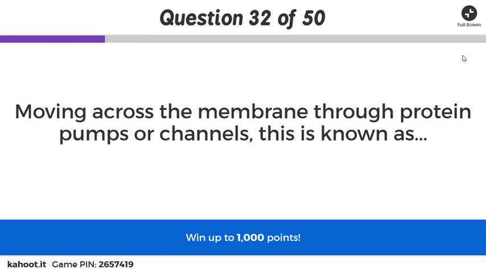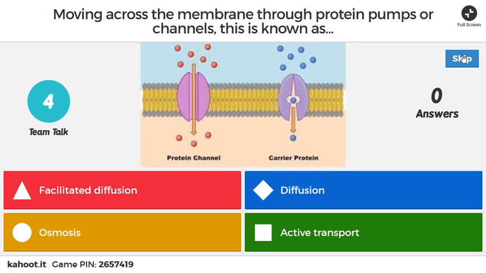Now moving across the membrane through protein pumps or channels. This is known as what? What is this known as? When solutes use the protein pumps or channels, what is that called? What kind of transport is that?